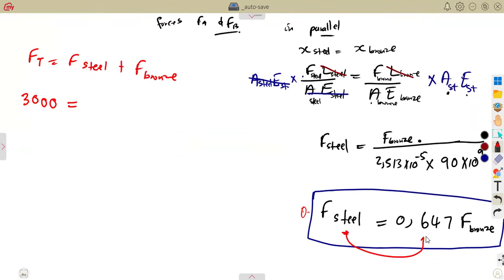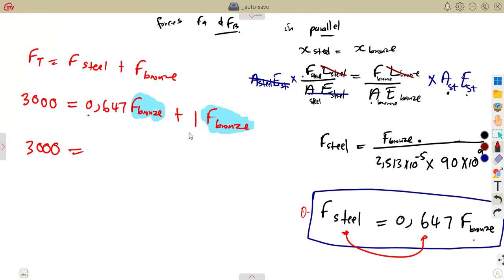But we are given now F steel. We have written this in terms of what? F bronze, which is 0.647 F bronze, like that. Plus that one, which we do not have to substitute just as it is, just like FA and FB, the one that we had before. So what is it that we can do? We can solve for this FB for bronze. We can calculate this, just like what we had before. This is an equation, guys. This is a 1. So it means 3,000 is equal to 0, this plus 1. That's 1.647.